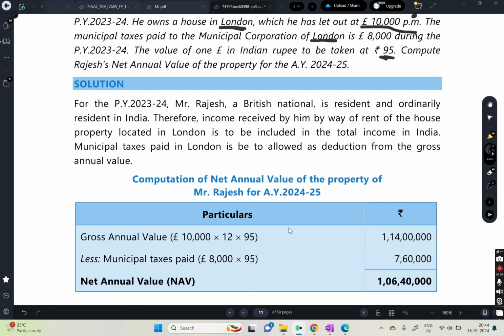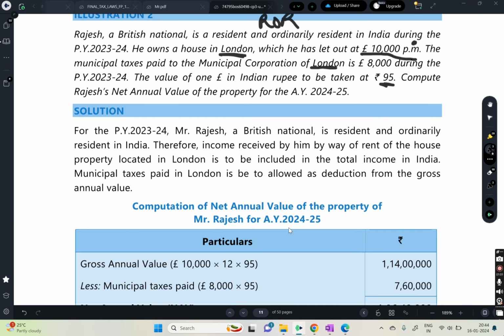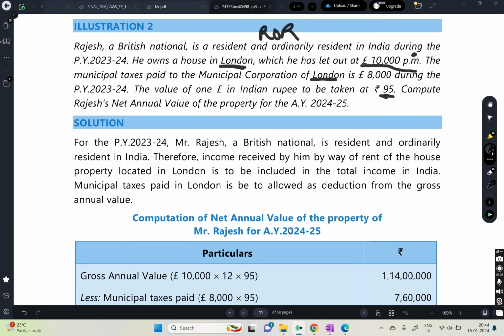Now, do we tax it or not? Do we tax it for Rajesh or not? Yes, we tax it. Why do we tax it? Yes, because he is a ROR. Very good. Now can he claim the municipal taxes he paid outside India?